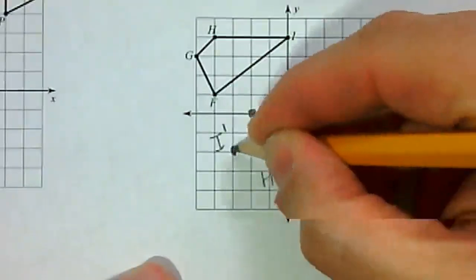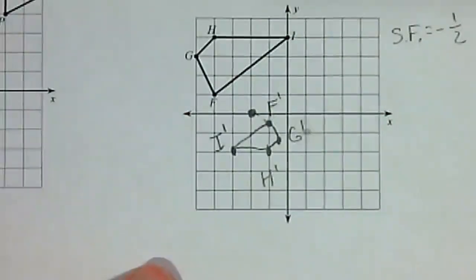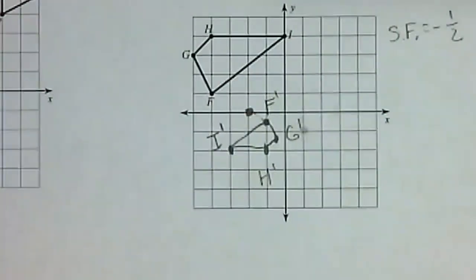I is right 2 up 4, so I'm going to go left 1 down 2. There's I. G is left 3 up 3, so I'm going to go right 1.5 down 1.5. And then H is left 2 and up 4, so I'm going to go right 1 and down 2. There's H. Whoops, I keep trying to connect to the center. F, G, H, I. Okay, it's the same shape, just flipped over. And that is dilations with a negative scale factor.